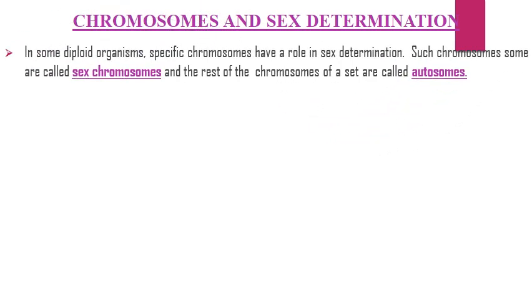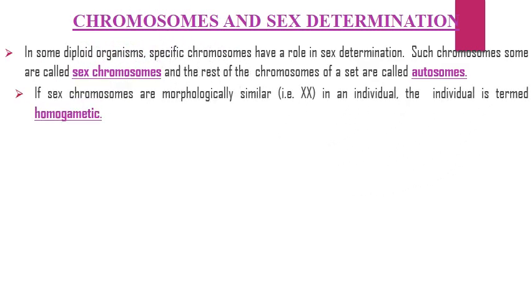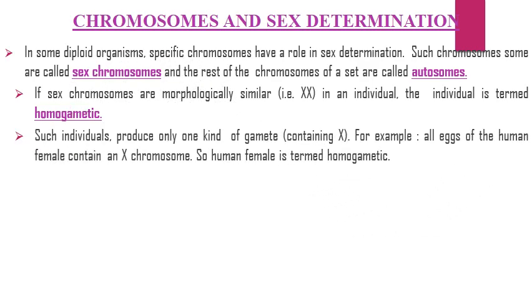Chromosomes and sex determination. In some diploid organisms, specific chromosomes have a role in sex determination. Such chromosomes are called sex chromosomes, and the rest of the chromosomes of a set are called autosomes. If sex chromosomes are morphologically similar in an individual, the individual is termed homogametic. Such individuals produce only one kind of gamete. For example, all eggs of the human female contain an X chromosome, so the human female is termed homogametic.